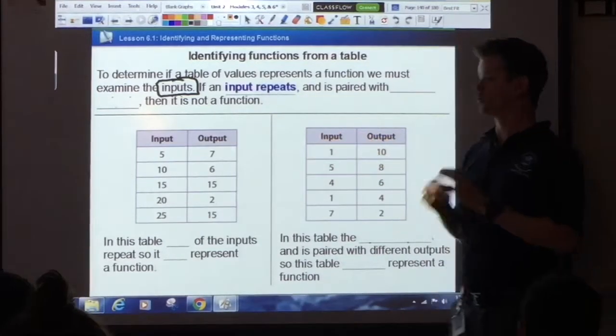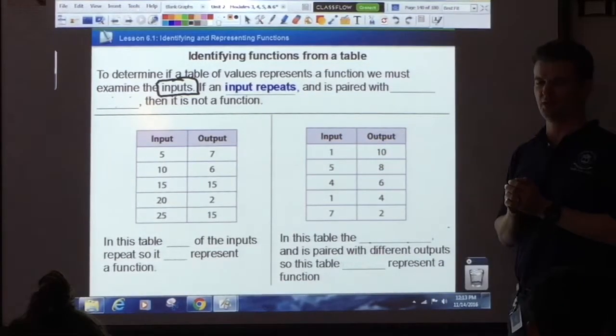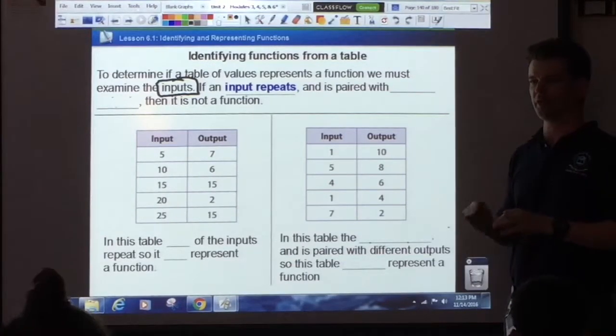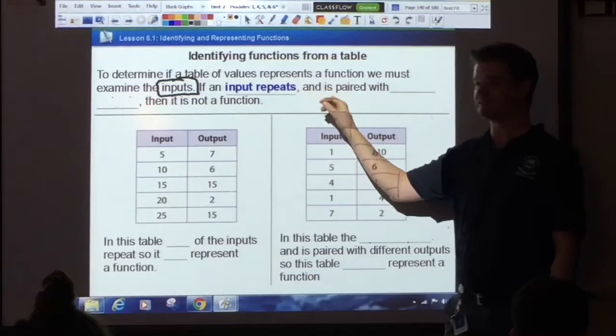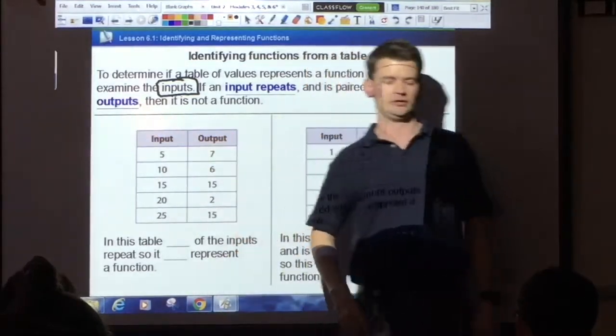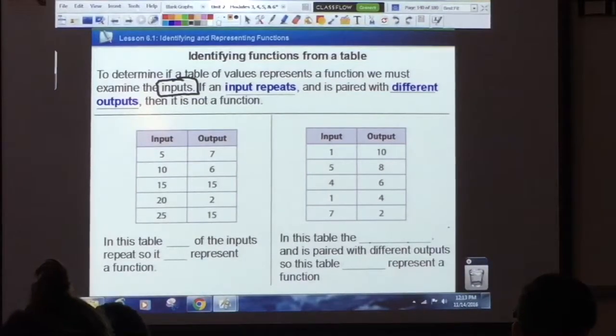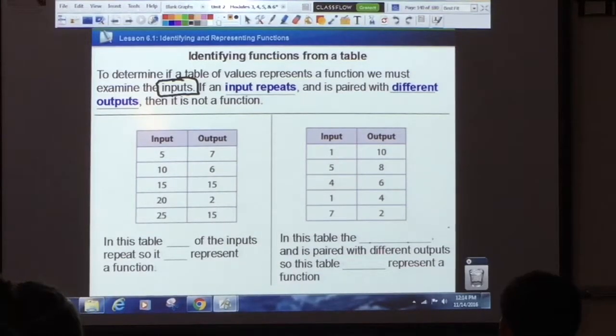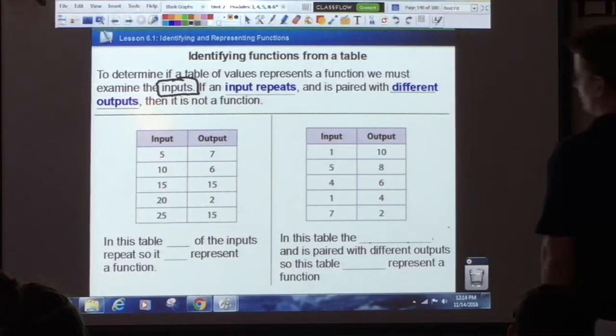If an input repeats, and I want you to read this carefully, because I go a little deeper than the book does. If an input repeats and is paired with a different output, it's not a function. Now, in a table, the first thing we always look for is to see if an input, an x value, repeats. If it does, that's a big red flag that it may not be a function.